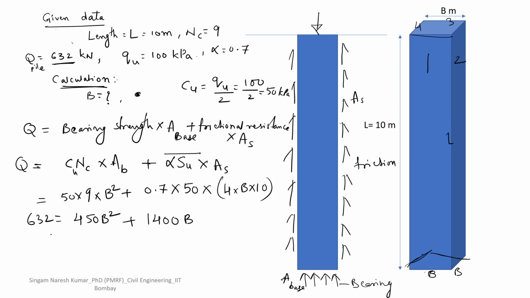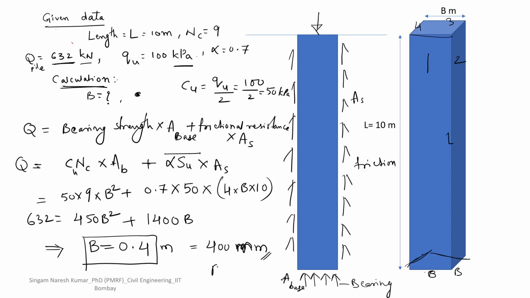B. Now solve this equation. If you solve this equation, you will get B as 0.4. If you see, all the units are taken in SI units, kilonewton per meter square, kilonewton, and length is also in meters, 10 meters, right? Because of that, the answer will also be in meters, because B is a width. Which is equal to 400 mm. So this is the final answer, B equal to 400 mm.